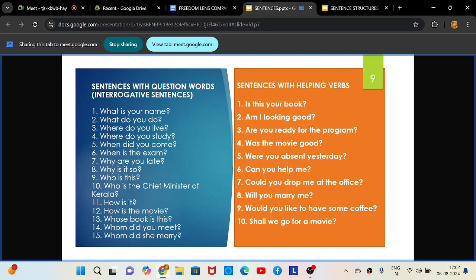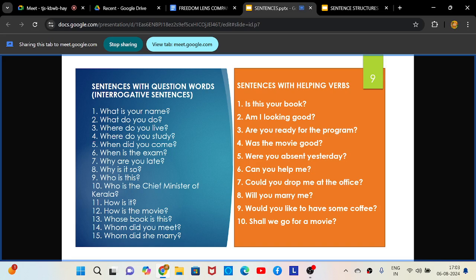Right. Then if you get ready to go somewhere and if you ask your husband or your sister or your mom or dad, am I looking good? Okay, this is a common question that we ask. Next is, are you ready for the program? Are. So are is a helping verb.